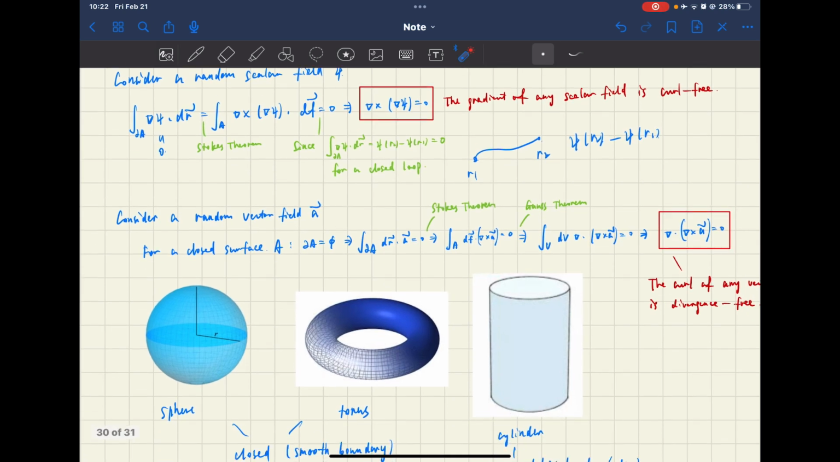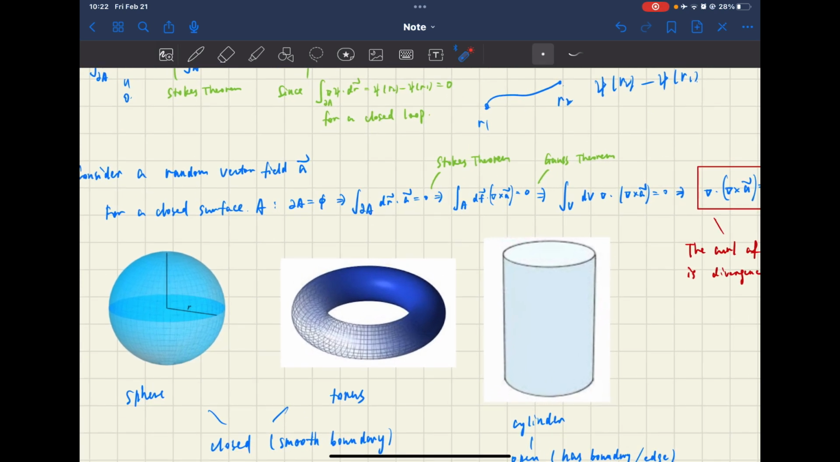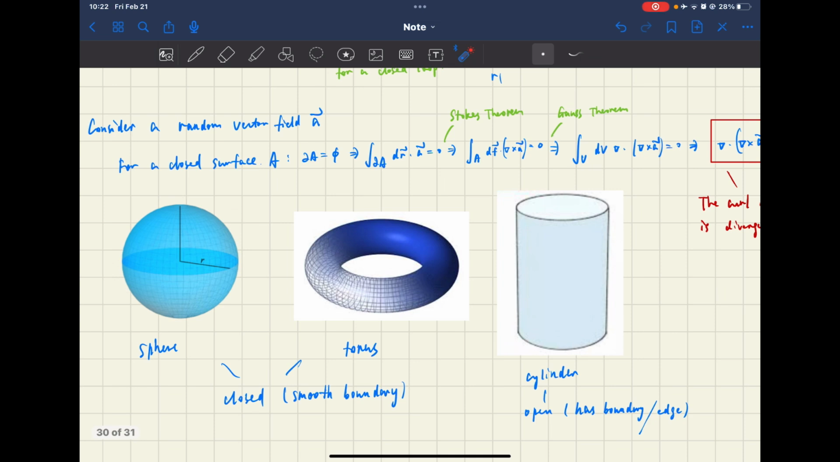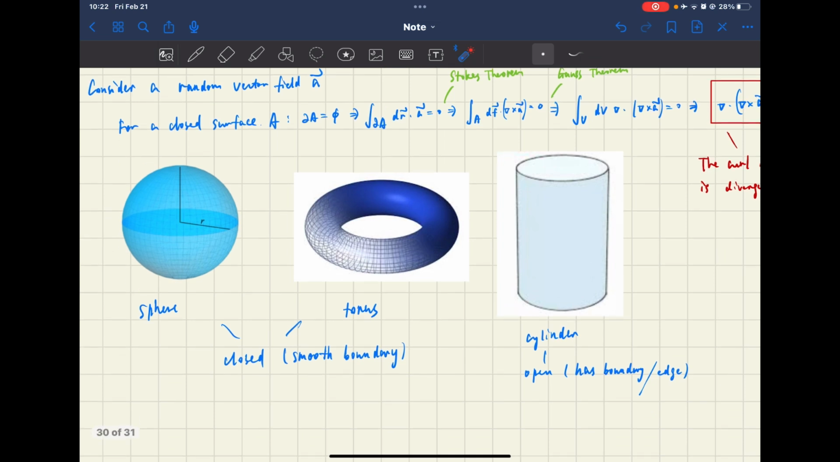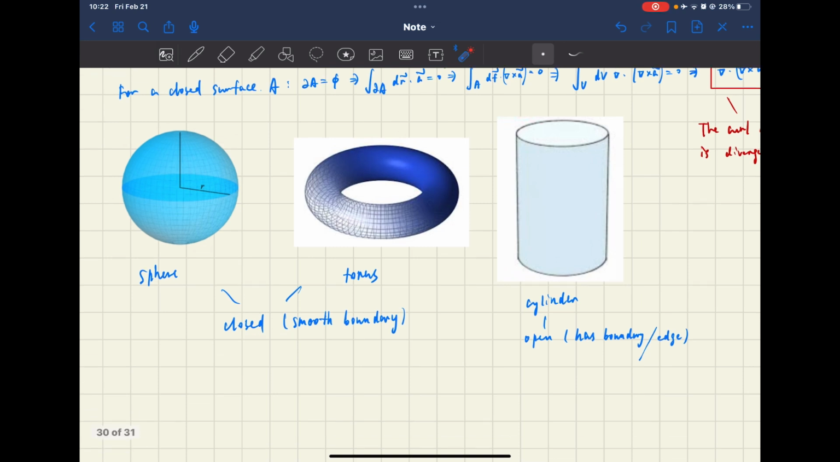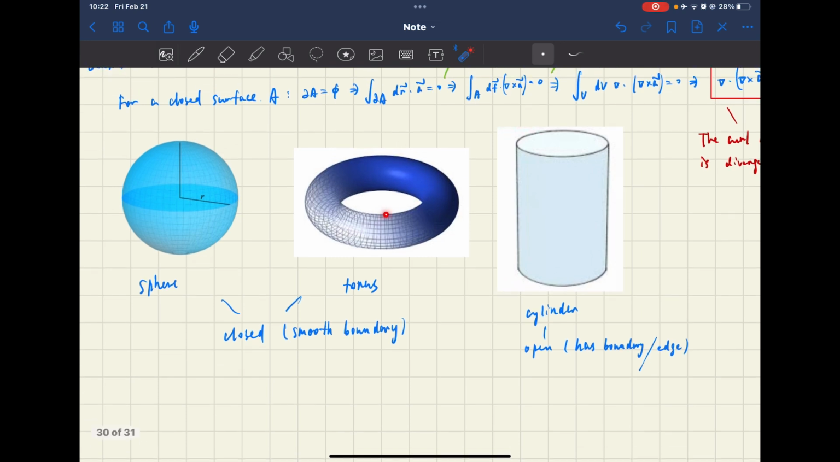Okay, now let's consider the same thing for a vector field. First, we need to introduce a concept called closed surface. It actually comes from terminology in topology. The first shape is the sphere, and this one looks like a donut. It's actually called a torus, and it's a very typical example in topology, often used to explain what is called homotopy equivalence.